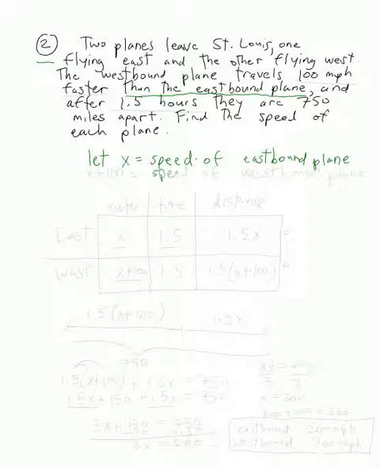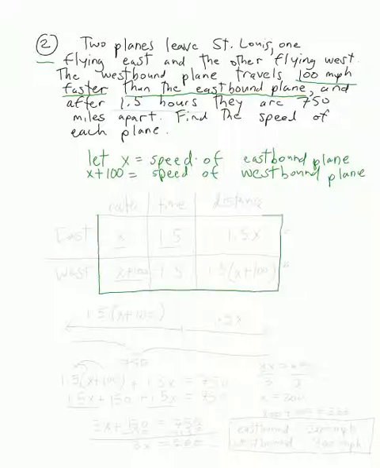So what would the speed of the westbound plane be? Well, it says it goes 100 miles per hour faster than the other one. That means it's got to be x plus 100. At this point, there's a lot of stuff going on, so it's going to be really much easier if we write down our table.